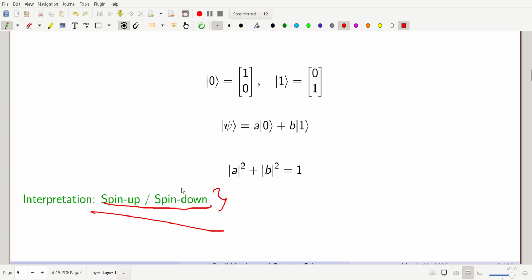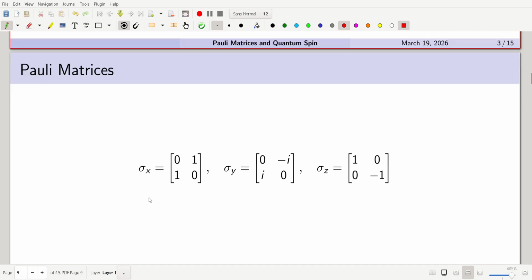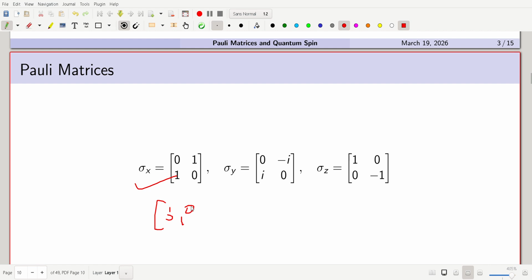So rotation is involved, and it can be spin up and spin down. The Pauli matrices are: sigma x equal to [[0, 1], [1, 0]]. This is not the identity matrix; the identity matrix has 1 on the principal diagonal. Sigma y is equal to [[0, -i], [i, 0]]. Sigma z is equal to [[1, 0], [0, -1]].